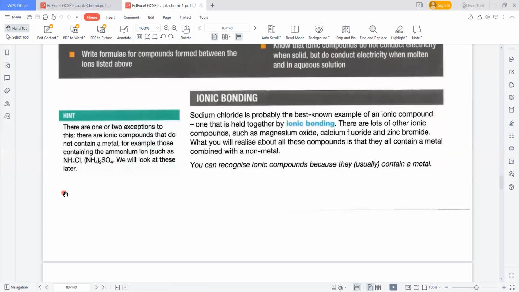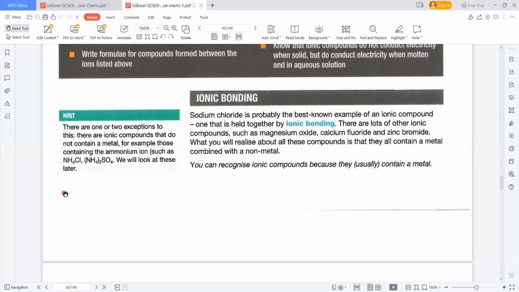Now, what is given in the book is that sodium chloride is known as the best example of an ionic compound, one that is held together by ionic bonding. Why is it known? Because the transfer of electrons is quite easy. It is a general reaction taking place between one metal and one non-metal, or simply one positively and one negatively charged group. Magnesium oxide, calcium fluoride, and zinc bromide are all good examples of this scenario.